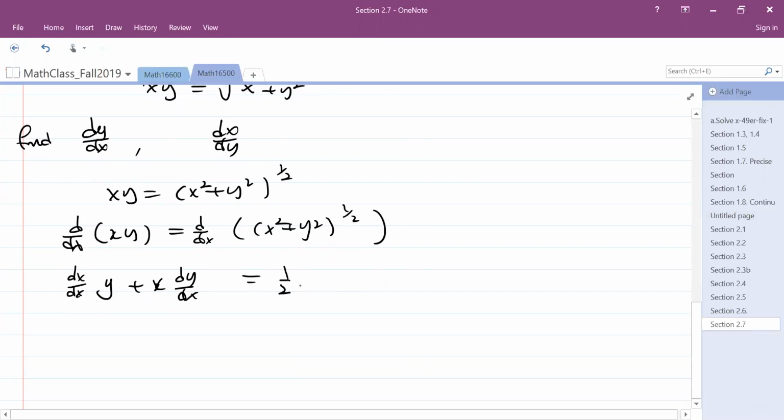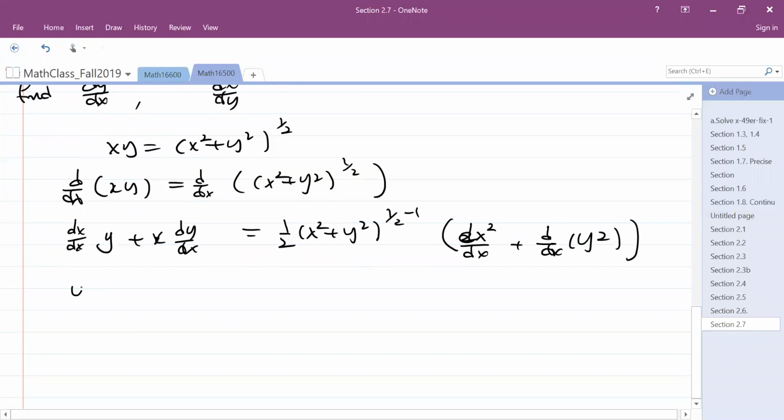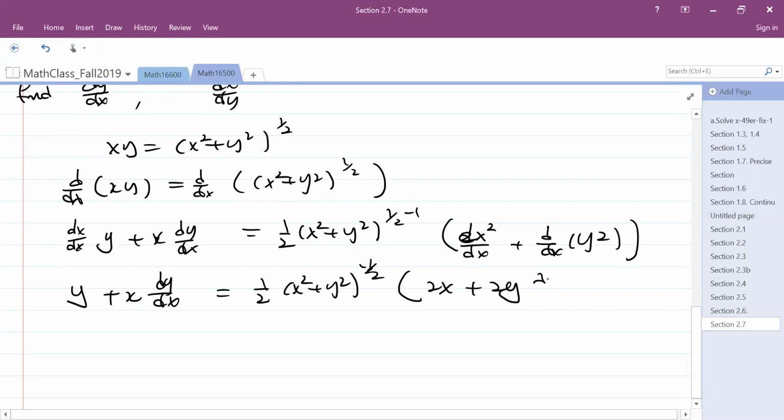You have to apply the power rule first. Then you differentiate x squared, which gives 2x. Let me put the 2x here, right? So actually it's d of x squared over dx, and then the derivative of y squared will be the next term. So that's the first one, right? All right, so I have x, I have this, and I got 1/2 times x squared plus y squared to the negative 1/2. And here 2x plus 2y dy/dx.